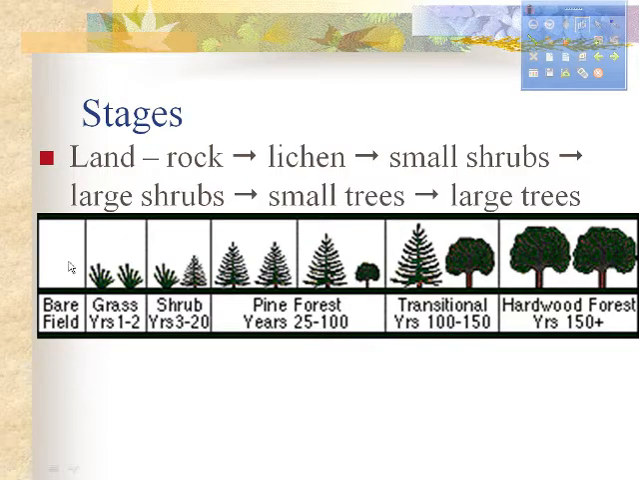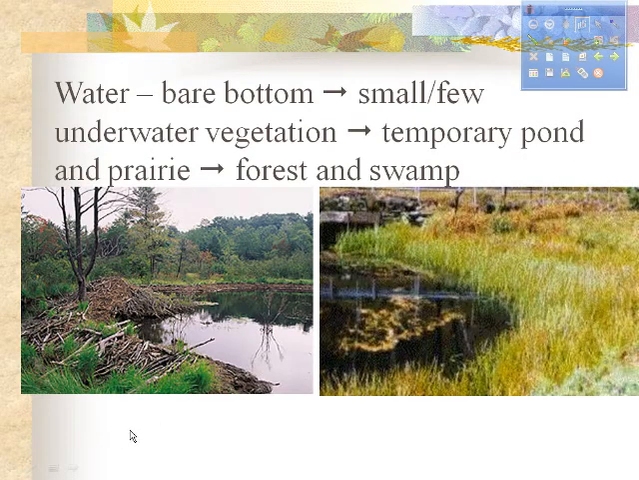So if you look at the stages, you have the bare land, the rock, turning into the lichen, turning into the small shrubs. It's exactly what it would sound like. You start with nothing, and you go bigger and bigger and bigger until you hit the big climax community. You can see the same thing in an aquatic ecosystem, and we'll talk about that in aquatic ecology, but you start with just water with nothing in it, with a bare bottom, no sediment or anything. You have that underwater vegetation, that algae that starts to form, and then you have this temporary pond and prairie thing going on that turns into the forest and swamp communities.